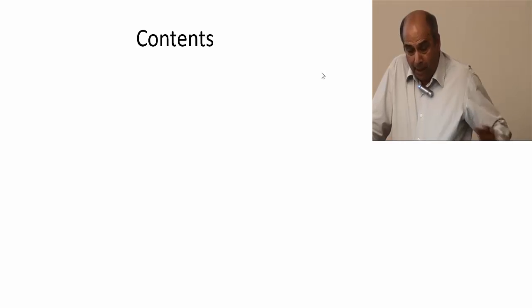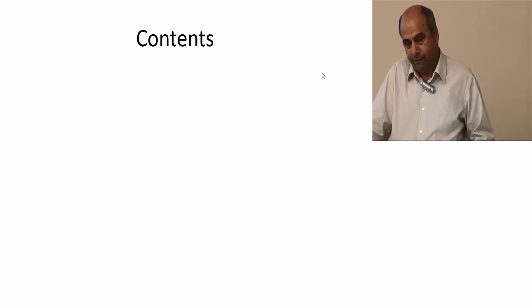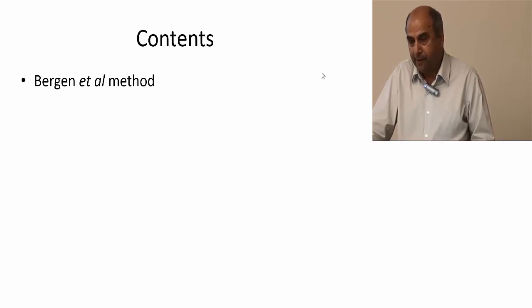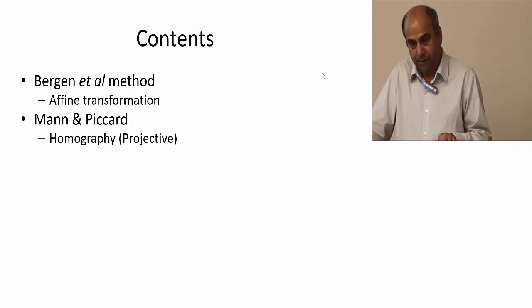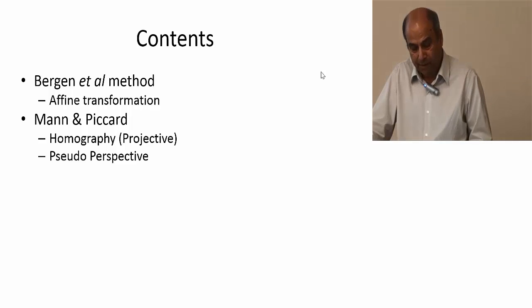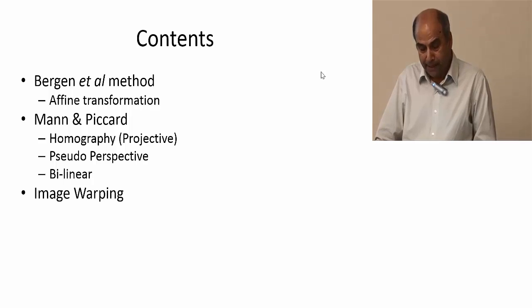And we won't be doing that? I'll tell you how to estimate it, and that will be not exact, some approximation, but better than affine. That's actually the other half of this. The first method we are going to talk about is Bergen's method, which uses affine transformation. Then we'll talk about the Mann and Picard method. These are the authors, and that will estimate the projective transformation. In that we have approximations: one is pseudo perspective, and the approximations of projective are biquadratic, bilinear, and pseudo perspective.